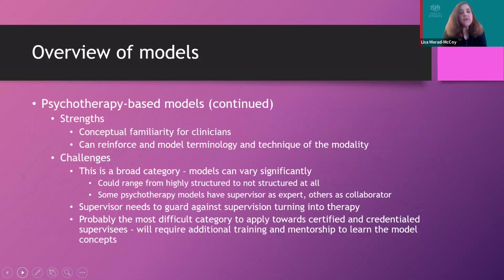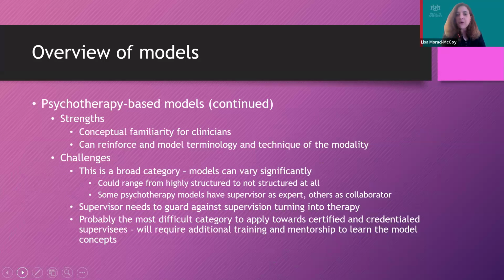So some strengths is what I talked about, is that when you have a particular model that you're using with clients, switching over to a supervisee and using the similar model, except in terms of supervision, can be helpful, and it can clarify things for the supervisee. The problem is that sometimes it can turn into therapy if we're not careful.